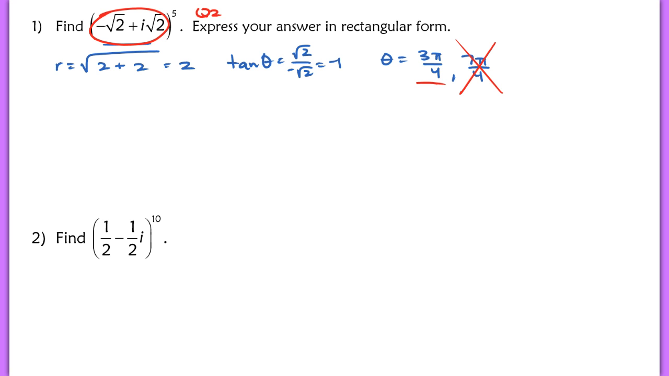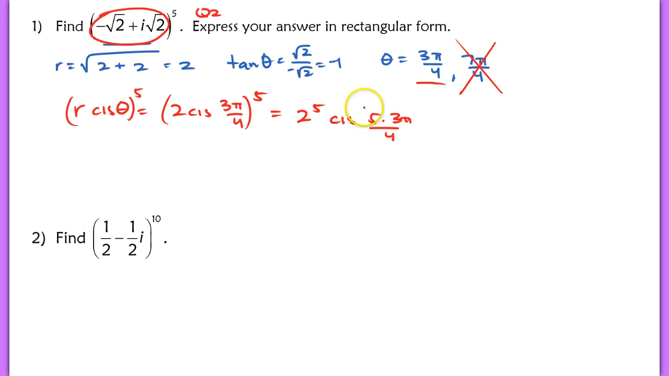So now I have my cis notation. So I have r cis theta, which is 2 cis 3 pi over 4. Okay, now I want to raise this to the 5th power. So I'm taking this and raising it to the 5th power, so we know that all we have to do is raise our modulus to that power. So I have 2 to the 5th, and then I have to multiply that angle measure by 5. So I have 5 times 3 pi over 4. Now if I simplify, I have 32, then cis, this is going to be 15 over 4 pi.